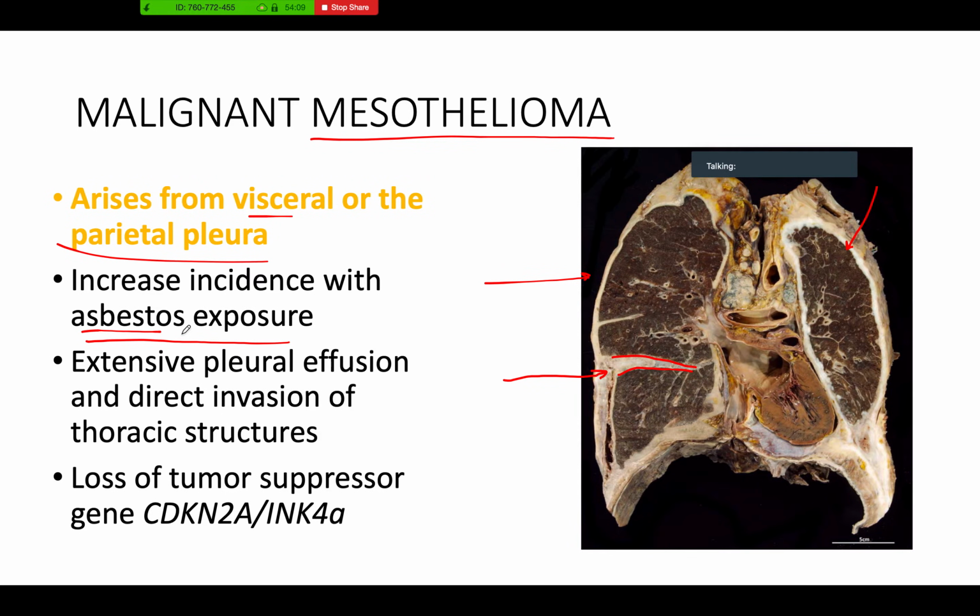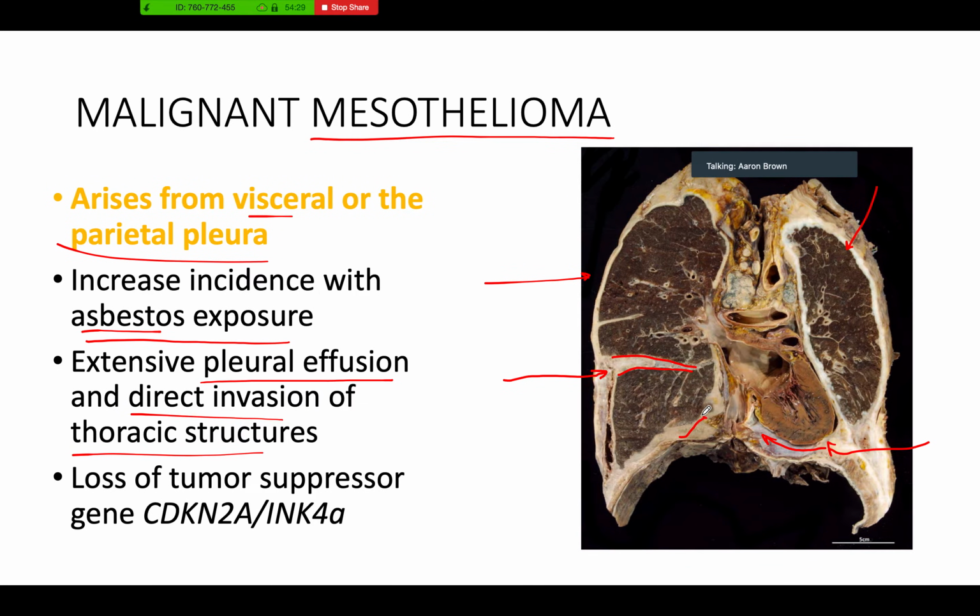In fact, if you have a patient with mesothelioma, it's pretty safe to assume that they were exposed to asbestos at some point. What we see is pleural effusion and invasion of thoracic structures, and we can see that a bit here, as this pleura is almost invading some of the pericardium. Doesn't quite look right. Let's see where else.